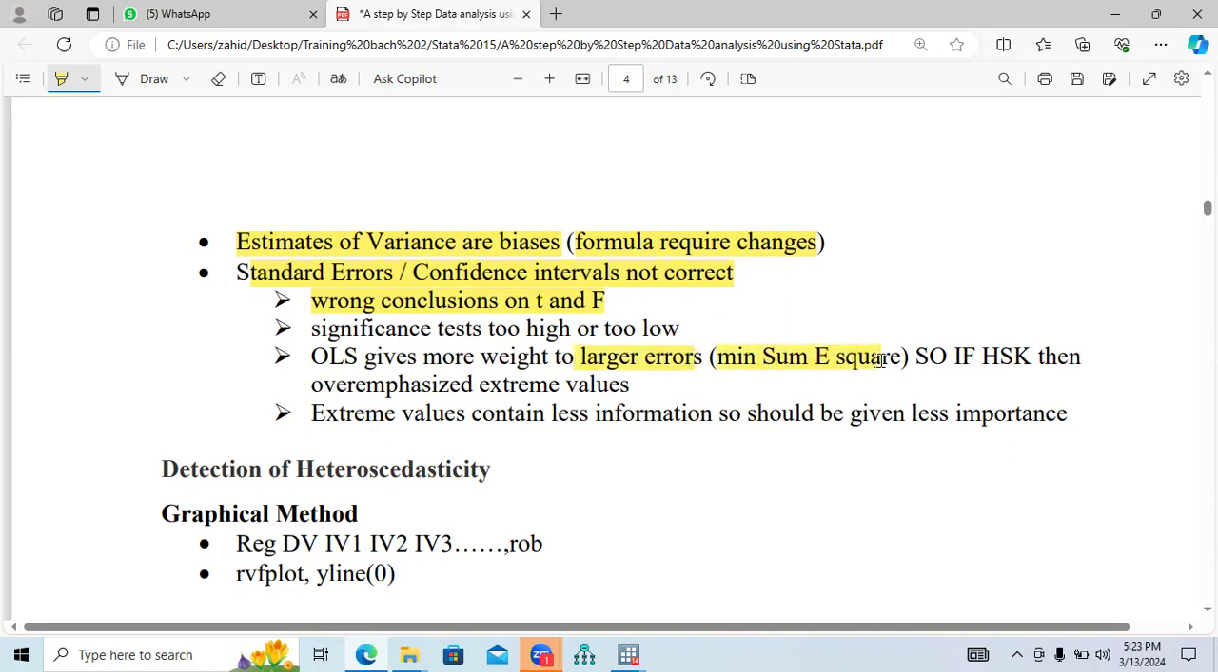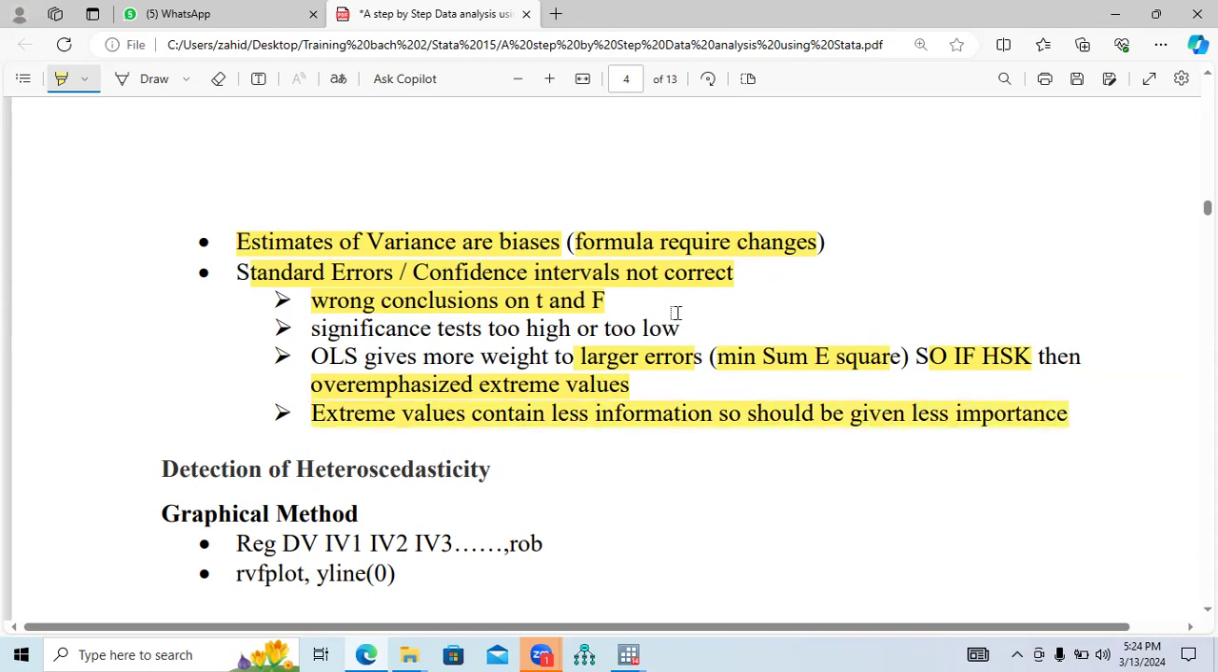OLS gives more weight to larger errors, minimum sum of squared errors. So if heteroscedasticity is there, then it overemphasizes extreme values. So in case of OLS, it will consider the larger errors and ignore the smaller errors. It means whatever value you take as a beta coefficient from the OLS will not be valid for the interpretation. Extreme values contain less information, so they should be given less importance.